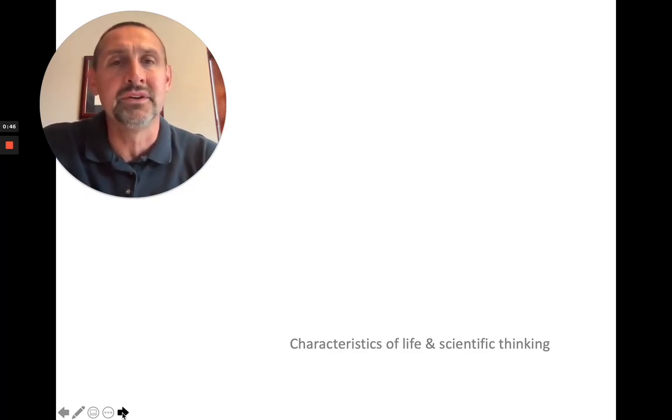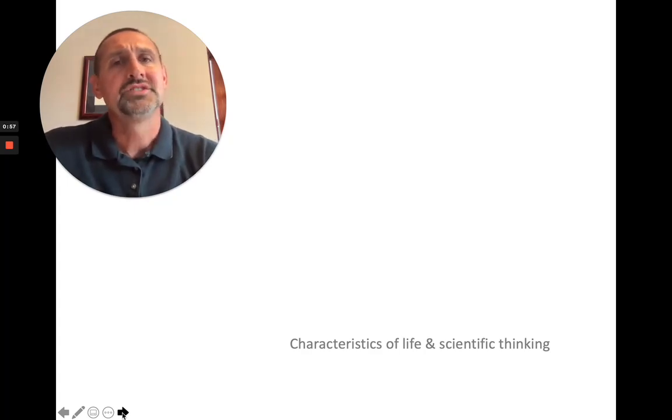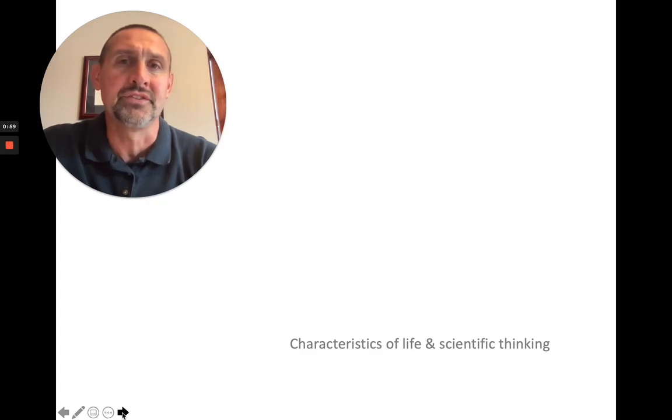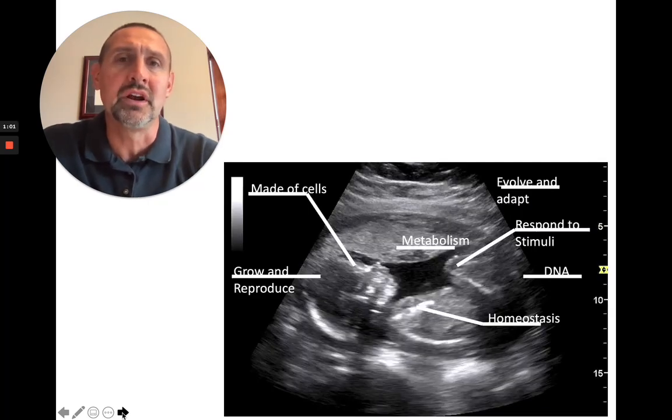One of the ways that we know something is alive is that they have similar characteristics. And often we use these characteristics to determine, is something alive? So what are some of these characteristics? Here's a picture of an ultrasound. Let's take a look at some of the things that all living things share.